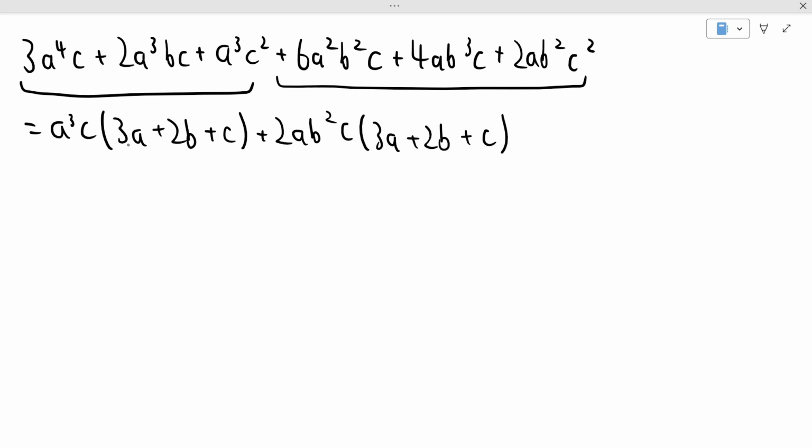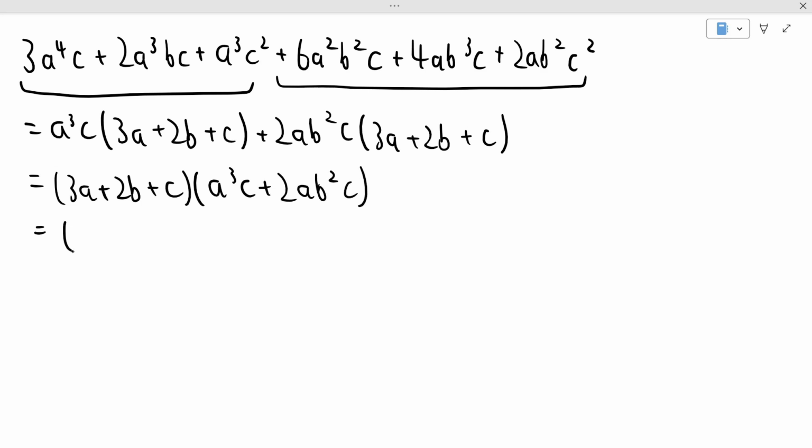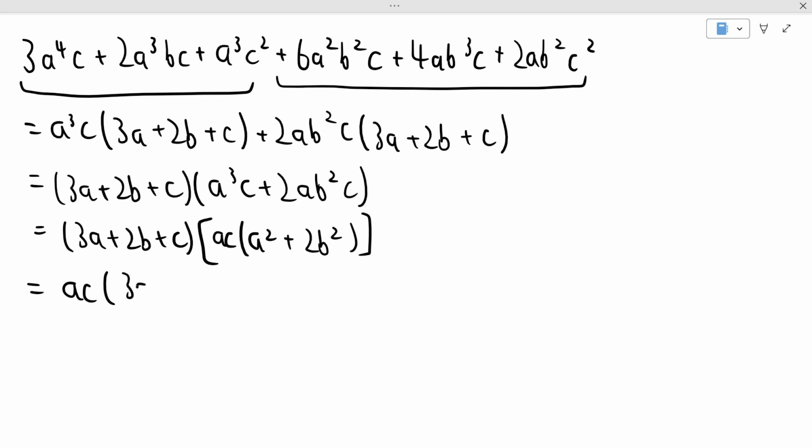So now we can see that both terms have a 3a plus 2b plus c in common, which we can factor out. And if we factor that out from the first term, we're left with a squared c. And if we do that with the second term, we're left with 2ab squared c. So we can factor the expression inside the second parentheses even further by taking out the ac, which both terms in the expression have in common. A cubed c divided by ac is a squared, and 2ab squared c divided by ac is 2b squared. So we can rewrite this expression by bringing out the ac to the front. And this is our final expression.